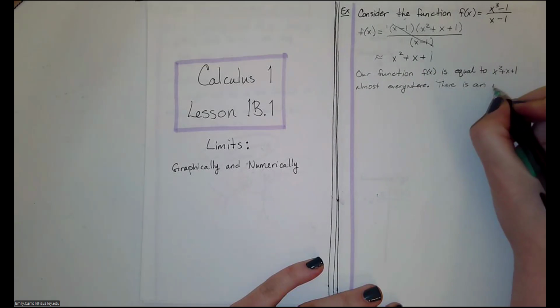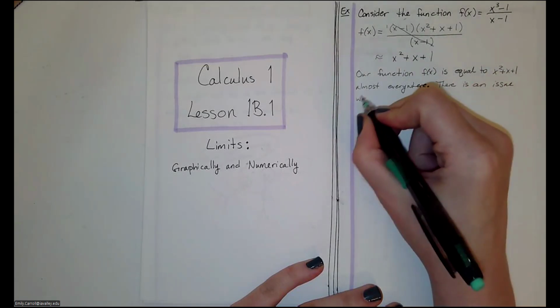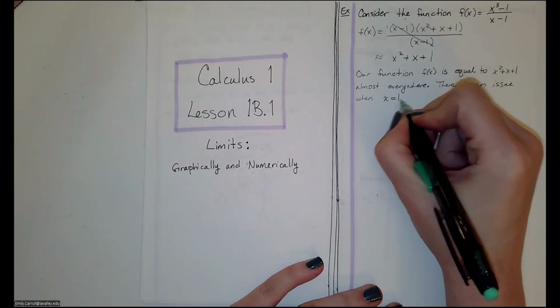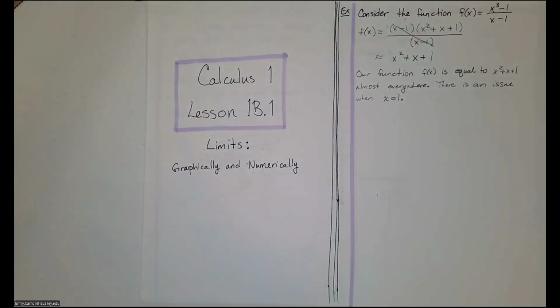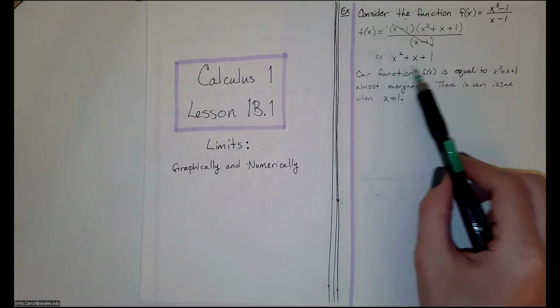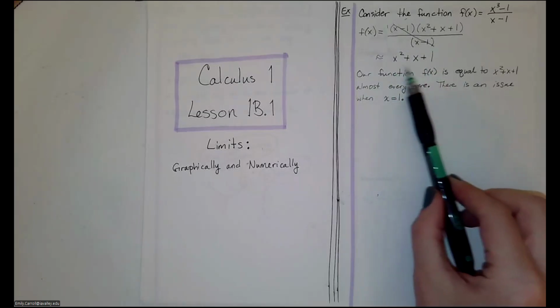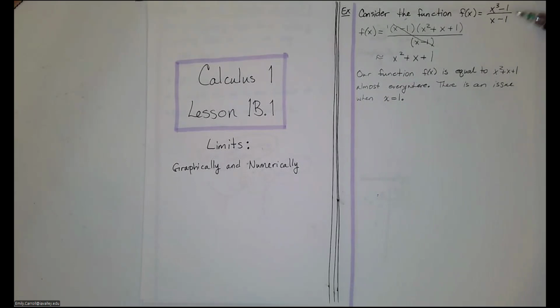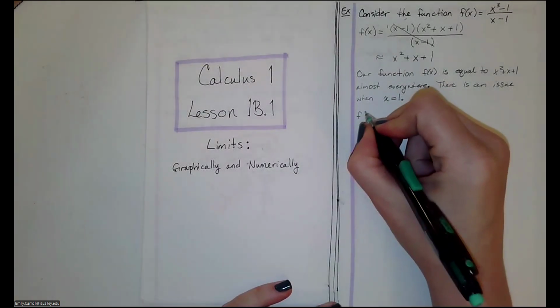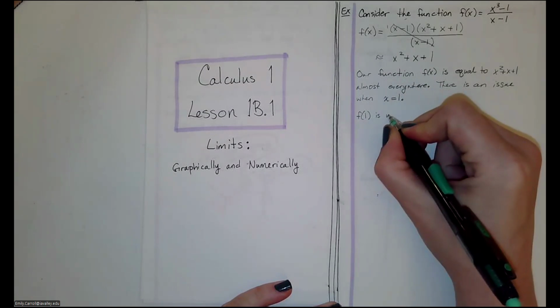There is an issue when x equals 1. And that's the one thing that those two functions won't agree on. Okay, this function, 1 is in the domain. Quadratic has a domain of all real numbers, right? Nothing's stopping you from plugging 1 into a quadratic function. But the original function can't do it. You'd be dividing by 0. We'll say f of 1 is undefined.